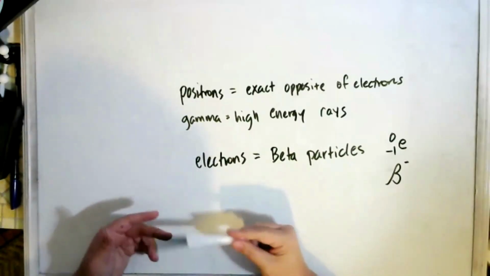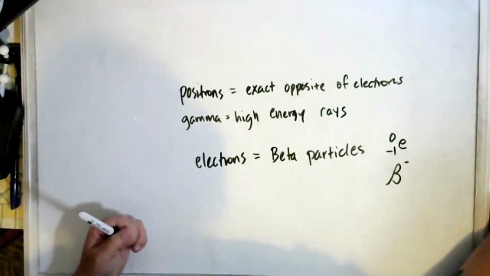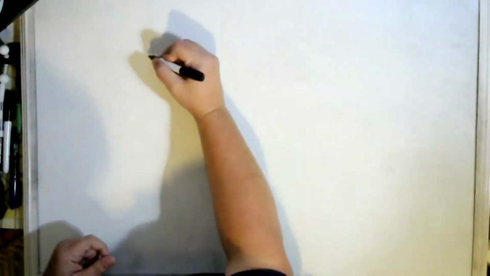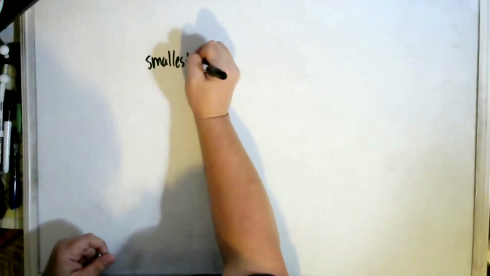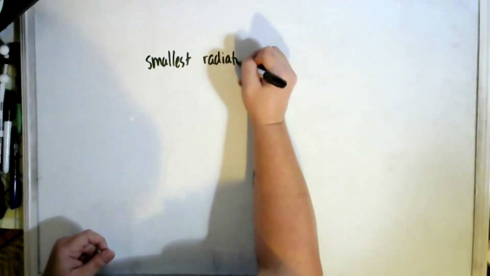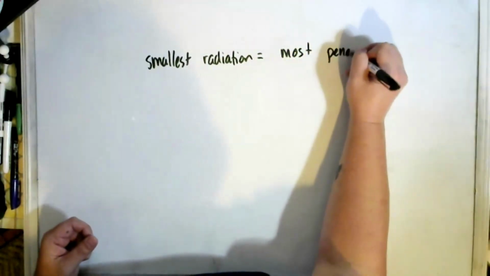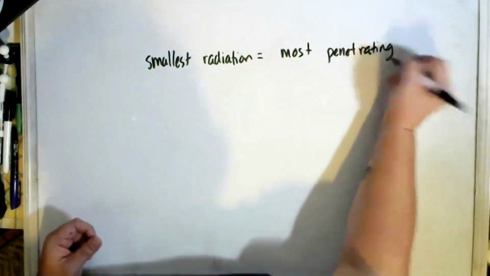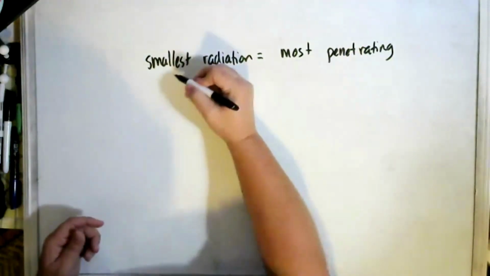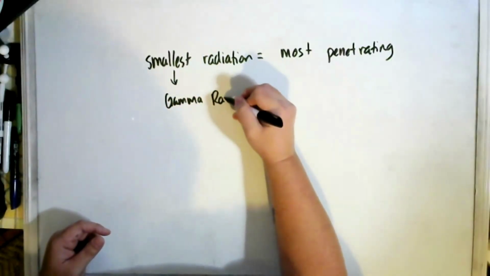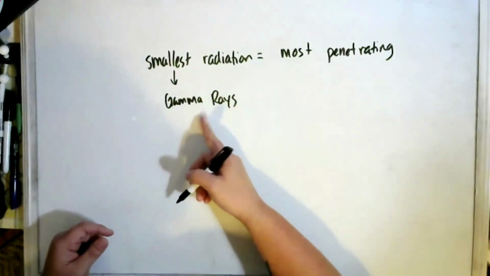The next question says, which of the following is the most penetrating? So remember that in terms of penetration and damage, there's like an inverse relationship there. So your smallest radiation is going to be the most penetrating radiation. And out of all of those particles listed, your gamma rays are going to be the smallest. Okay, that's your most penetrating radiation.